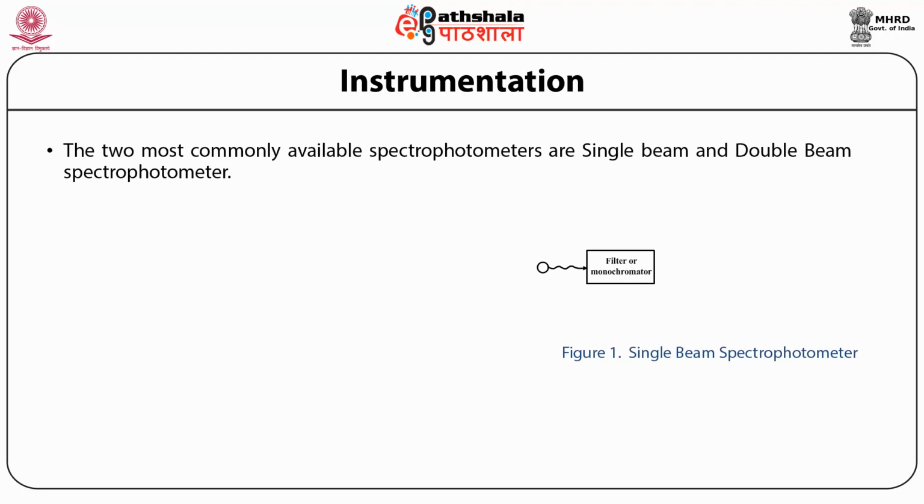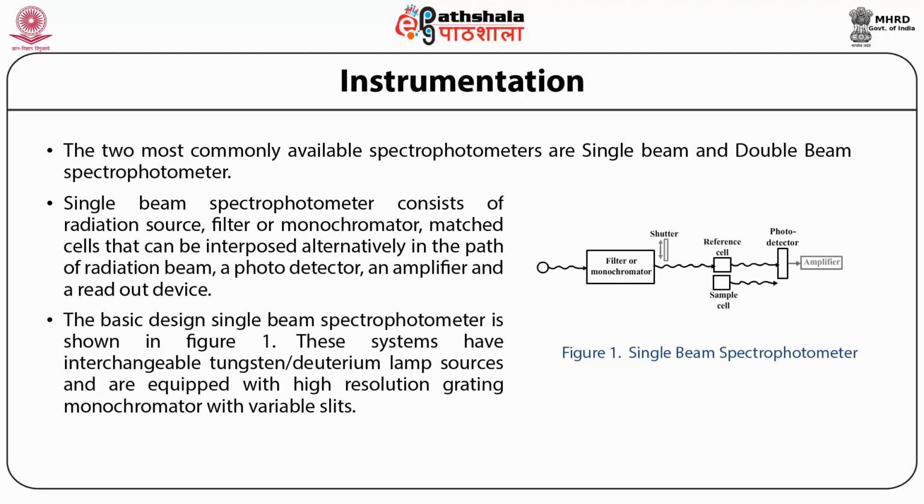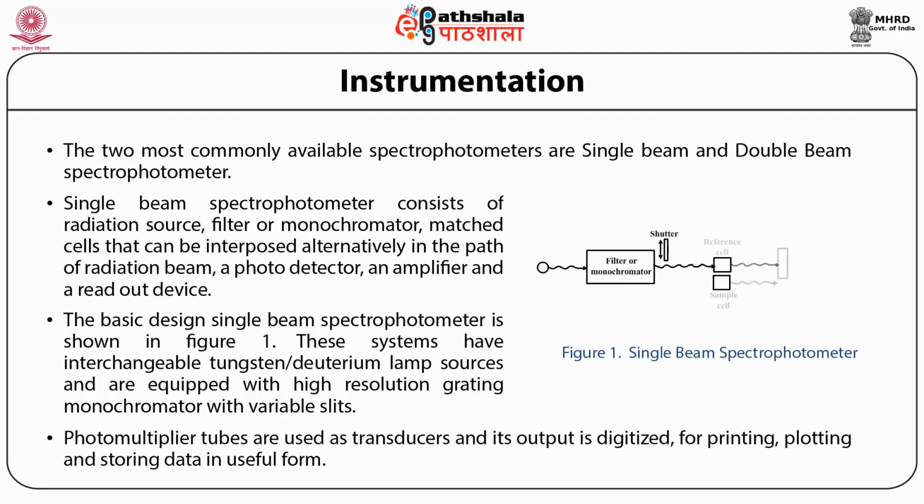The two most commonly available spectrophotometers are single beam and double beam spectrophotometers. A single beam spectrophotometer consists of a radiation source, a filter or monochromator, matched cells that can be interposed alternatively in the path of the radiation beam, a photodetector, an amplifier, and a readout device. The basic design of a single beam spectrophotometer is shown in figure 1. These systems have interchangeable tungsten and deuterium lamp sources and are equipped with a high resolution grating monochromator with variable slits. Photomultiplier tubes are used as transducers, and the output is digitized for printing, plotting, and storing data in useful form.